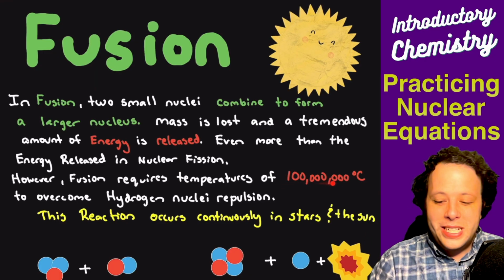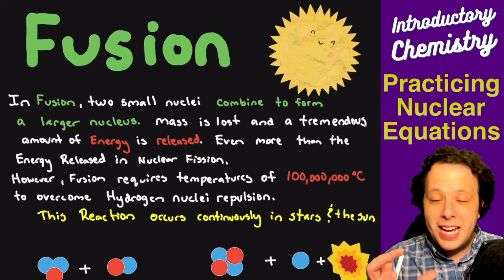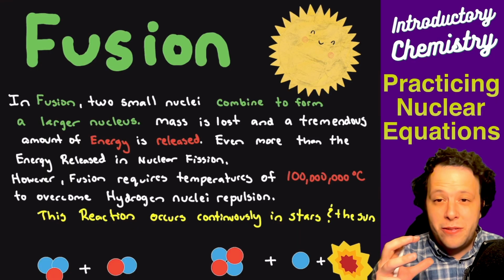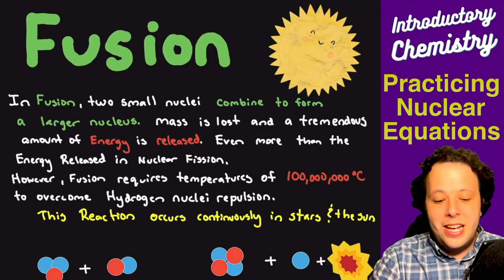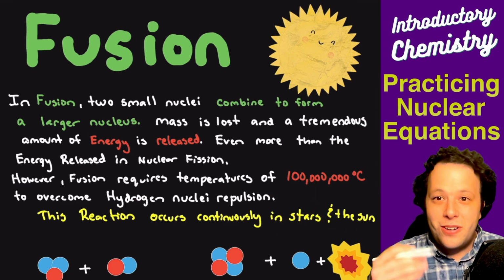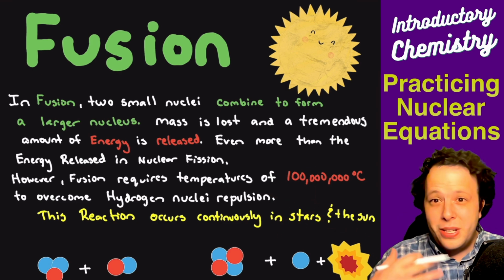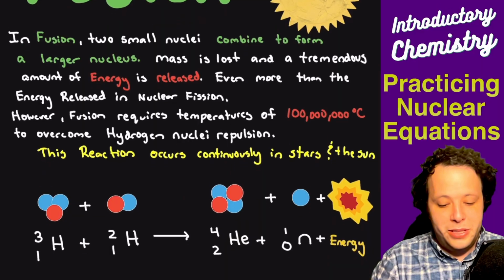Now the whole reason it has to be that hot is that it needs to overcome the repulsion within the atoms because we're fusing two different nuclei together. That's extremely difficult to do, depending on the conditions. Now, when this happens, this reaction is occurring continuously in all stars and suns. So once it starts, it doesn't stop. So this is something that will keep going for a very, very long period of time. Eventually it can run out, but that's something that takes millions and millions of years.